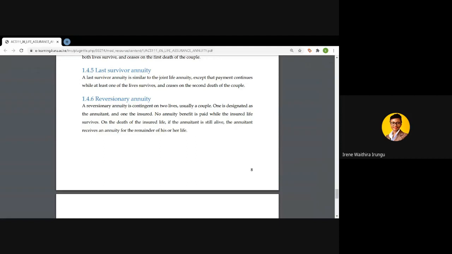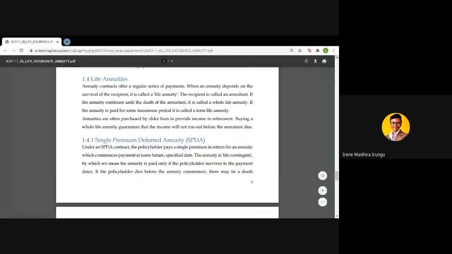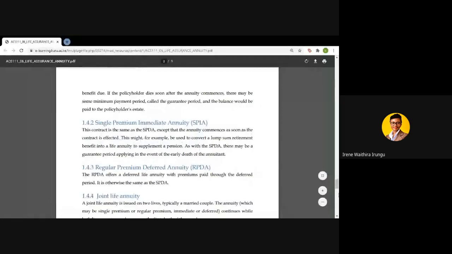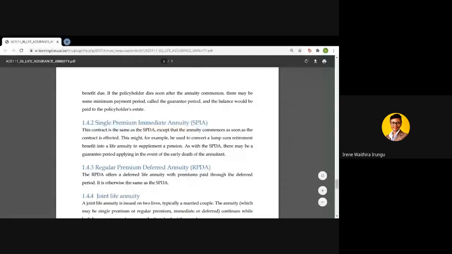That's the reversionary, the last one. So under these types of annuity contracts, we have seen the distinction. We have the single premium immediate annuity and the regular premium deferred annuity. We have also seen why we cannot speak of a regular premium immediate annuity. We also have the joint life, the last survivor, and the reversionary, which we have said are typically issued to two lives.